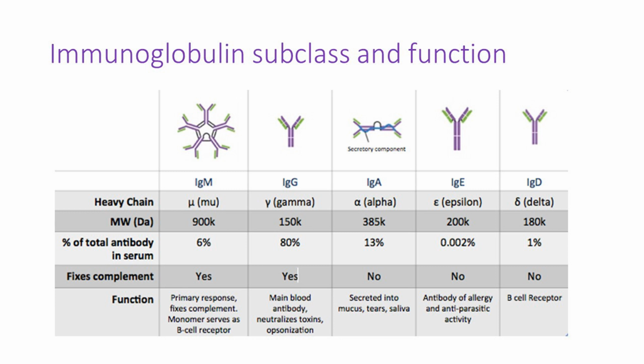IgA is secreted into mucus, tears, and saliva, and forms a first line of defense toward invading pathogens. IgE is activated in allergic reactions, and also has an important role in antiparasitic activity. IgD forms part of the B cell receptor, and acts to facilitate B cell activation in an immune response.